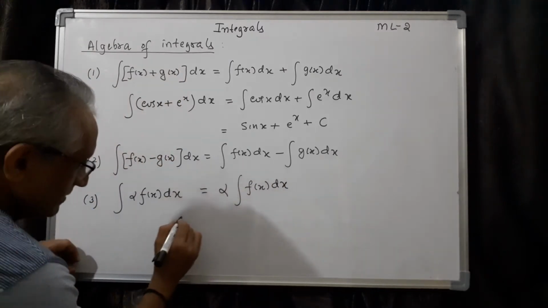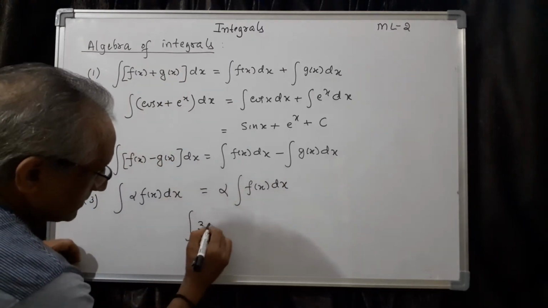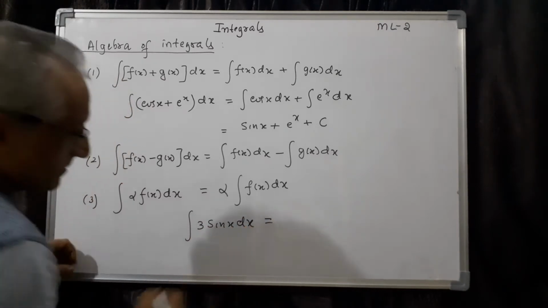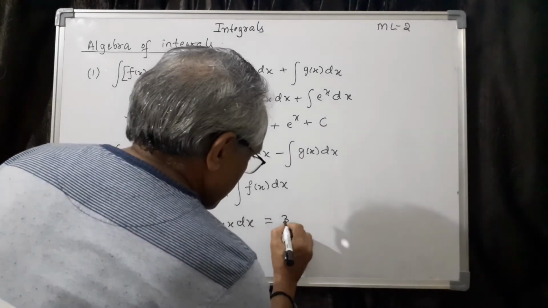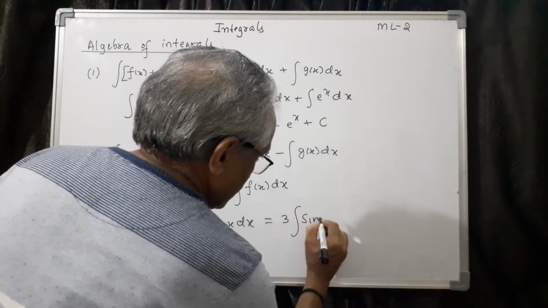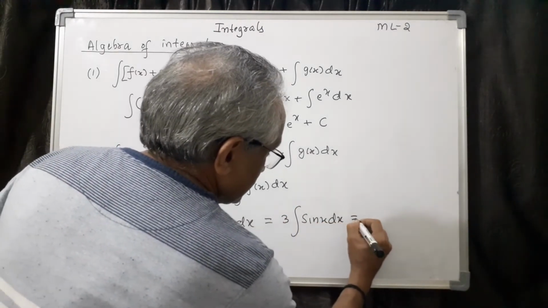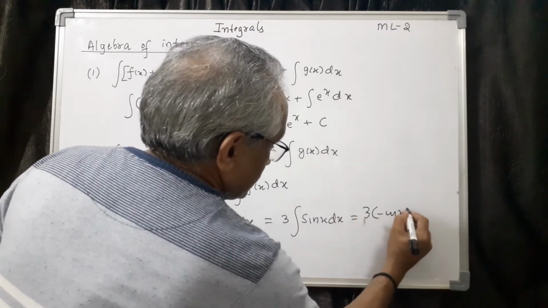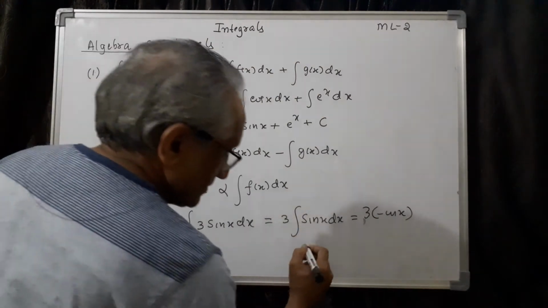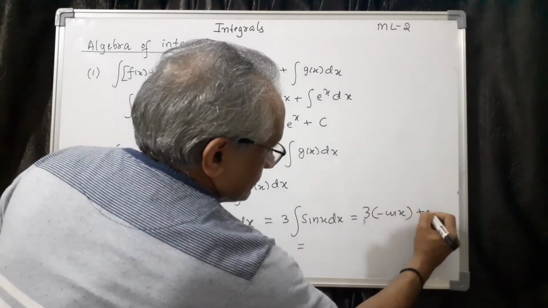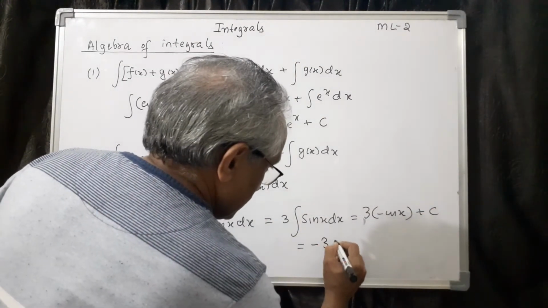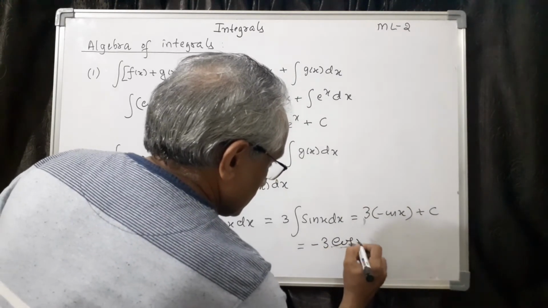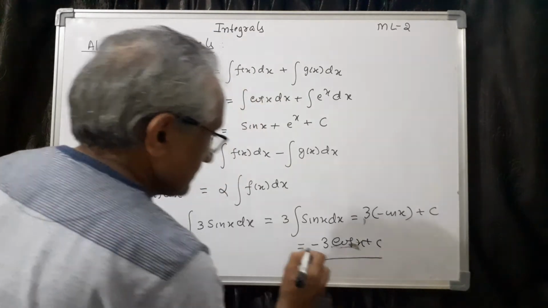Say for example, integration of 3 sin x dx. Then we can take 3 outside, then integration of sin x dx, and this is 3 into minus cos x. Integration of sin x is minus cos x. So finally, of course, we have to write plus c: minus 3 cos x plus c. So this is the answer.